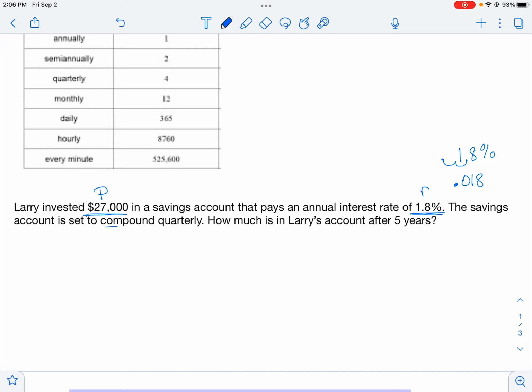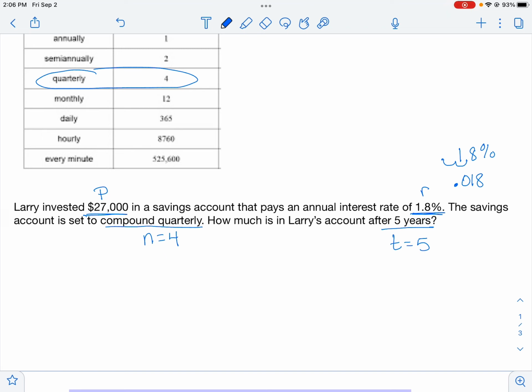And it's compounding quarterly. Quarterly, we can see in our chart here, is 4 times. So our N is going to be 4. And then we want to know after 5 years, so our T will be 5.